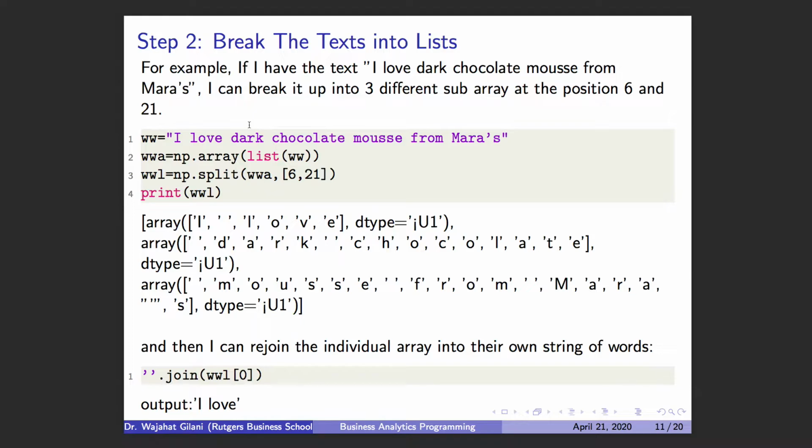Okay, how am I going to do this? Well, first, I take I love dark chocolate mousse from Mara's and I convert it into a NumPy array. That's what I do in line 2. So WWA now becomes a NumPy array of I love dark chocolate mousse.